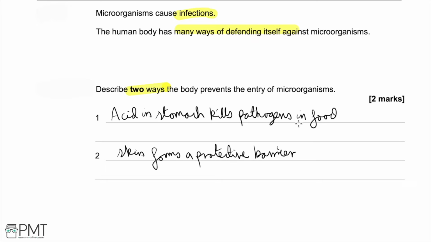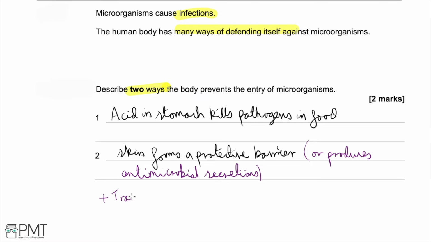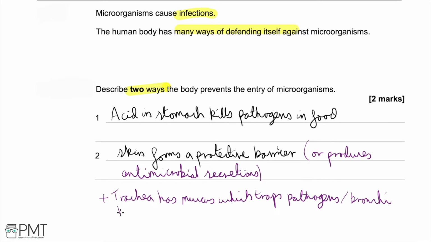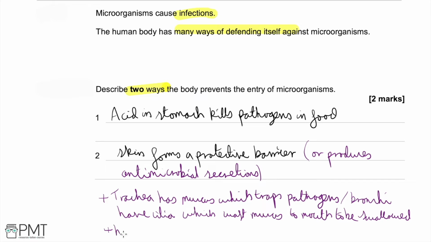And skin also has other aspects, and you could have also mentioned in the mark scheme that it secretes antimicrobial fluid. Now, there are other things we could have mentioned, which I have not mentioned here, and these include the fact that the trachea has mucus which traps pathogens. Alternatively, you could have said that bronchi have cilia which waft this mucus to the throat to be swallowed. And finally, as a separate point, you could have said that hairs in the nostrils trap pathogens.